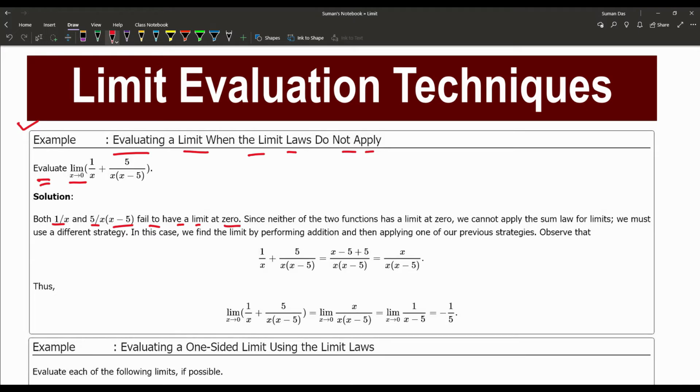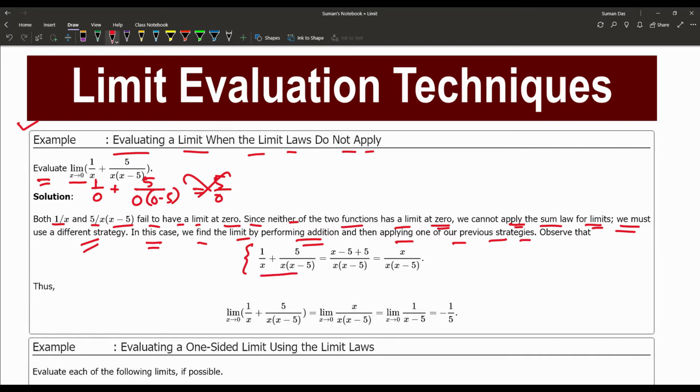Now if we put the value x equals 0 here, that is 1/0 plus 5/(0 times (0-5)), or 5/0. Since neither of the two functions has a limit at 0, we cannot apply the sum laws for the limits here. So we must use a different strategy, and in this case we find the limit by performing addition and then applying one of our previous strategies. Just look at the steps.